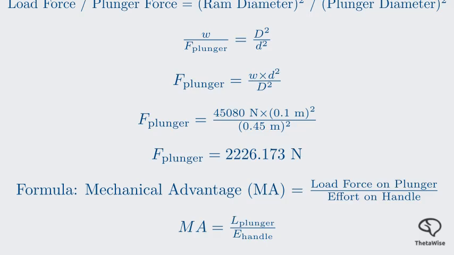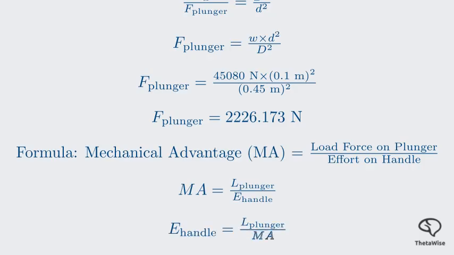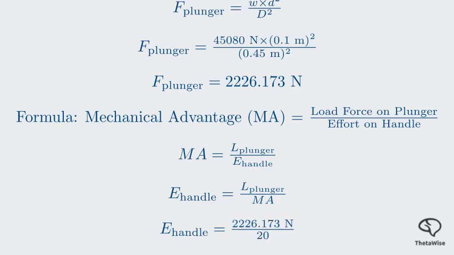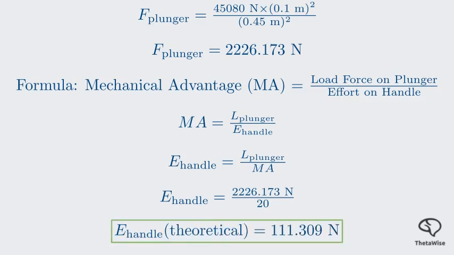The force we just calculated, 2,026.173 newtons, is this load L plunger. We need to find E handle. Rearranging the formula, the effort on the handle is the load on the plunger divided by the mechanical advantage. So it's 2,026.173 newtons divided by 20. This gives a theoretical effort of 111.309 newtons. This is the effort required in a perfect frictionless system.